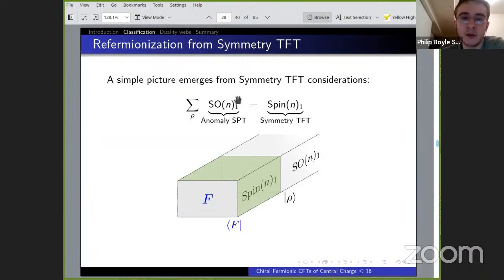There's another difference. We started off with an SPT phase, but the result is a TFT, meaning that we started off with something with a unique, one-dimensional Hilbert space. But we finished up with something that has a more than one-dimensional Hilbert space, because the states in the Hilbert space of this theory are precisely the spin structures on the boundary.